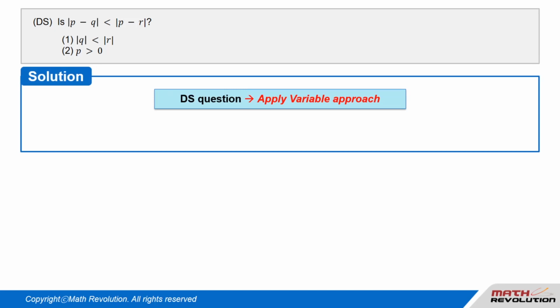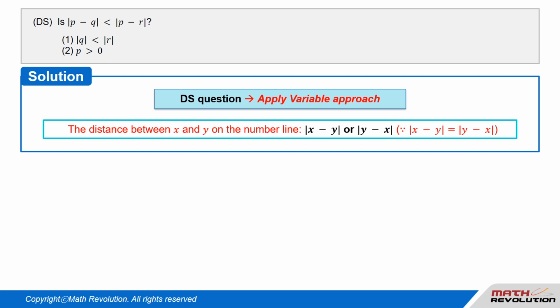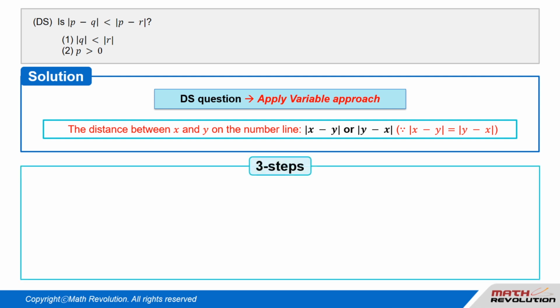Solution. Let's solve this DS question using the variable approach. The distance between x and y on the number line is given by the absolute value of x minus y, or the absolute value of y minus x. Since the absolute value of x minus y equals the absolute value of y minus x, let's apply the 3 steps suggested previously.